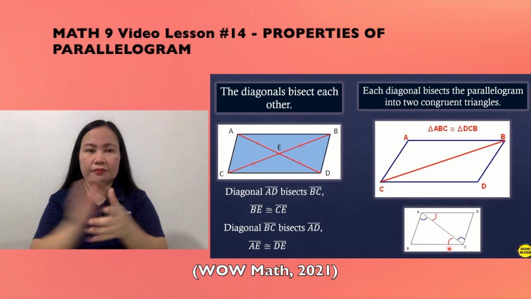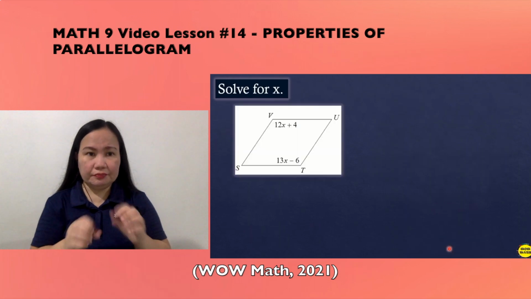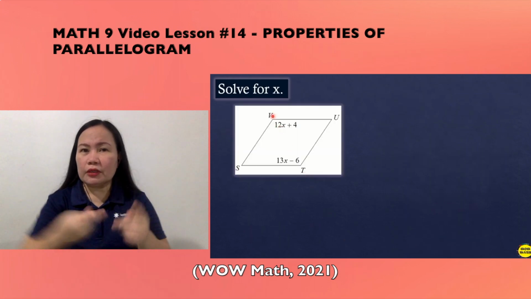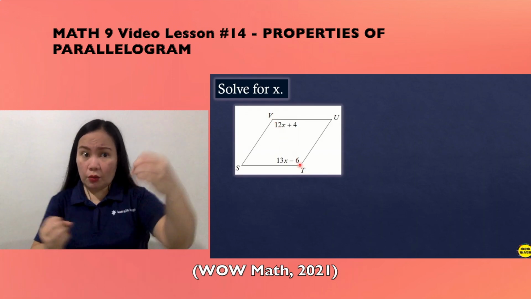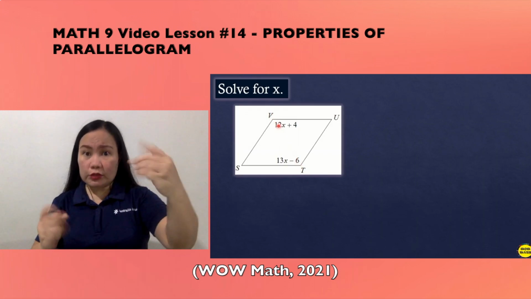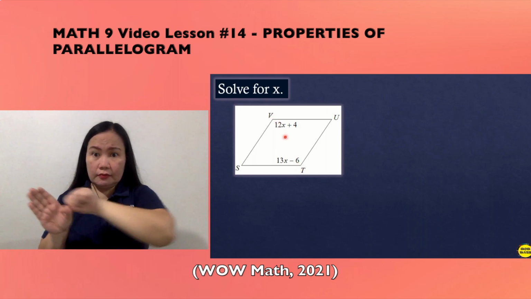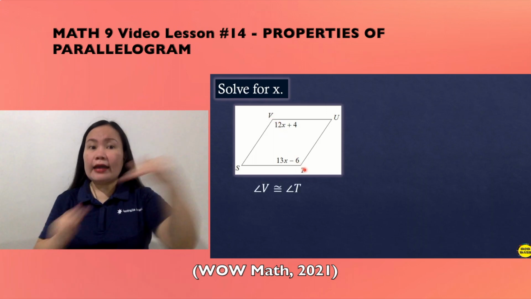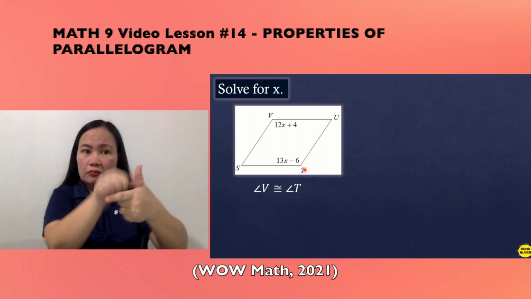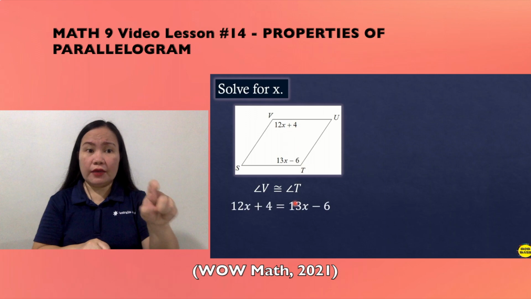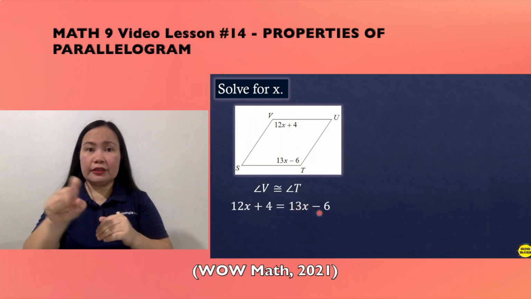Okay, bigyan ko kayo ng examples. Solve for x. Okay, anong property para ma-solve natin ito? Opposite angles are congruent. Tama po. Opposite angles are congruent. So, ibig sabihin yung angle V at angle T ay equal. Okay, so opposite angles are congruent. So, therefore, 12x plus 4 is equal to 13x minus 6.